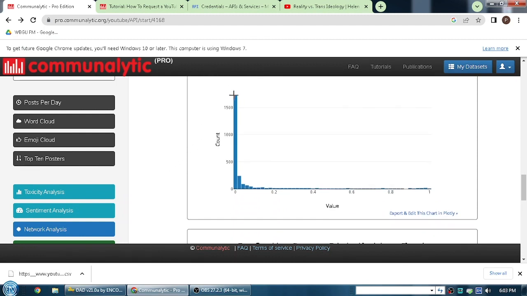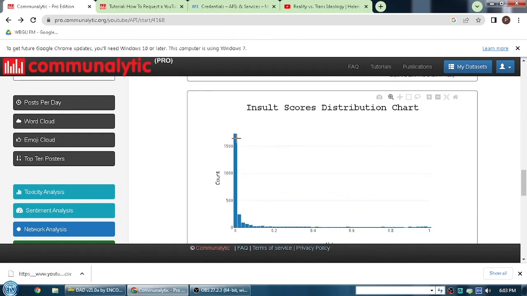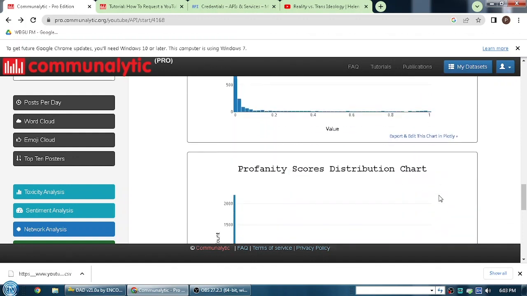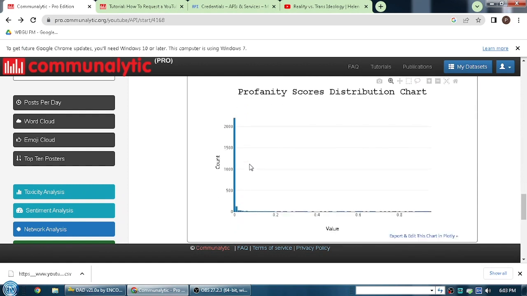very similar. So we've got a lot of positivity, or a lot of people that, I guess it's the opposite of that. It's not positivity, it's just not insulting, right? And then it goes down and it drops off completely, and then it ramps up just a little bit towards the high values there. Profanity scores distribution, very, very similar, although even more heavily skewed over here.